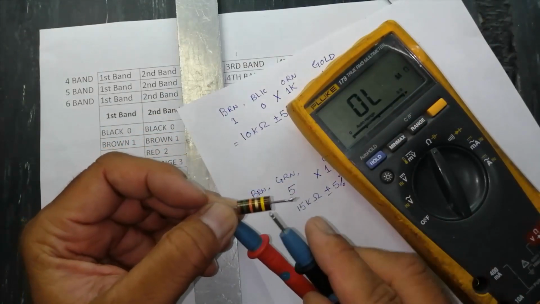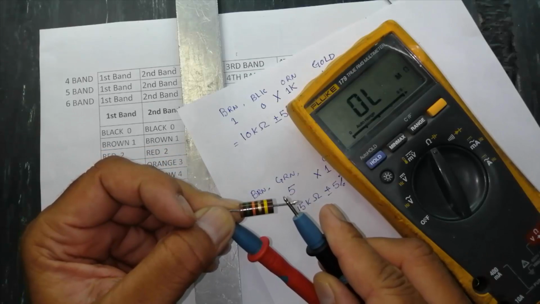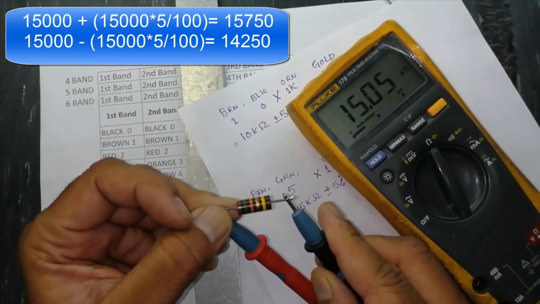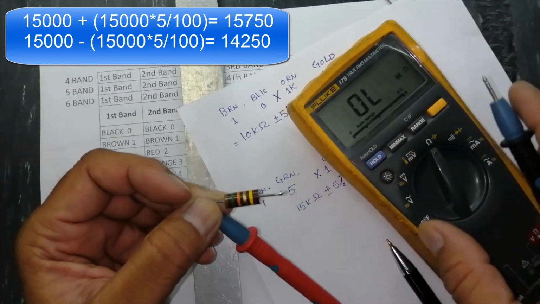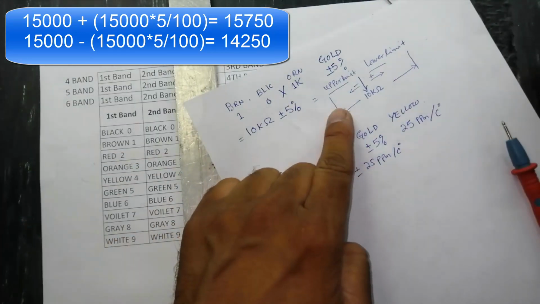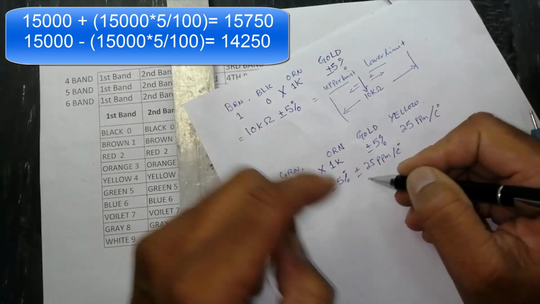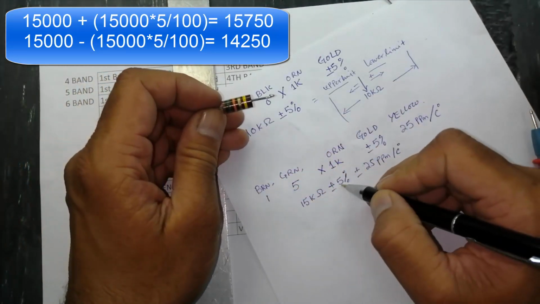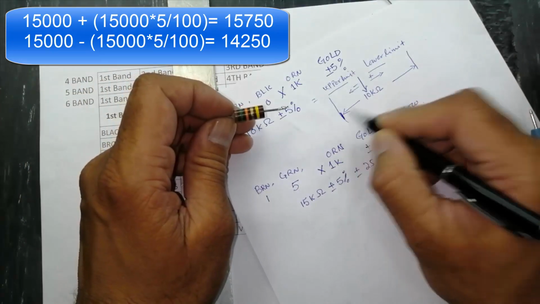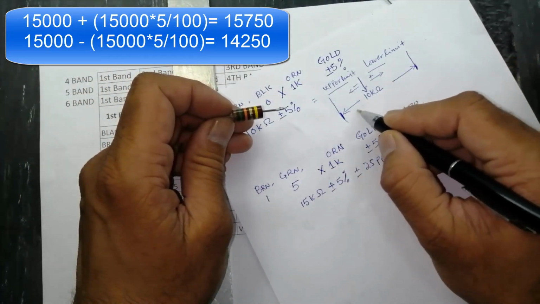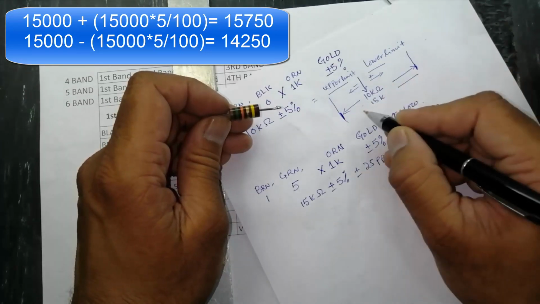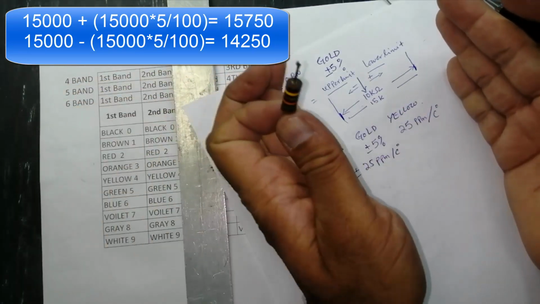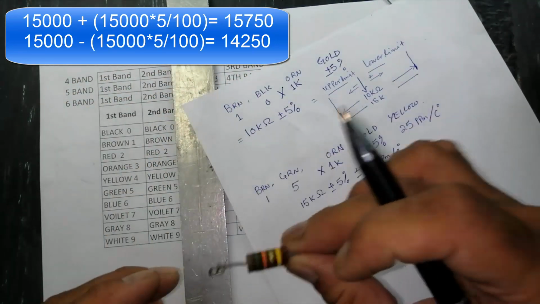Let's check the value. We calculated 15K, which is the nominal value. As I discussed, if we calculate plus minus 5% of 15K, our range will start from this point to this point. If the multimeter reads 15K plus this value or minus this value, between these brackets, then this resistor is good.